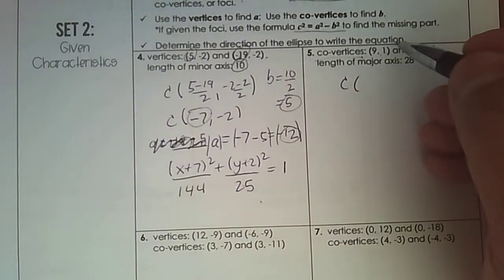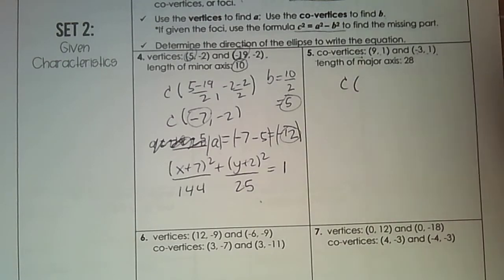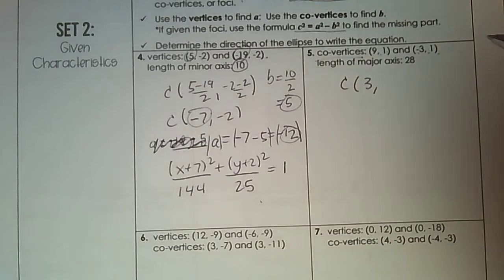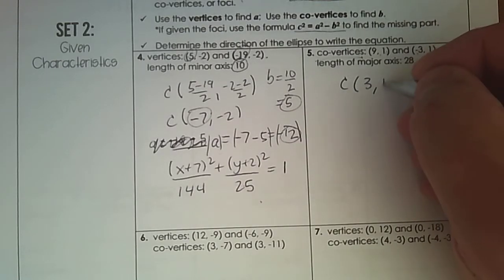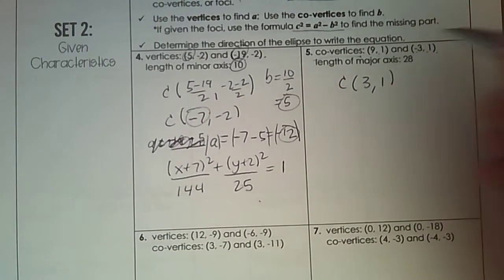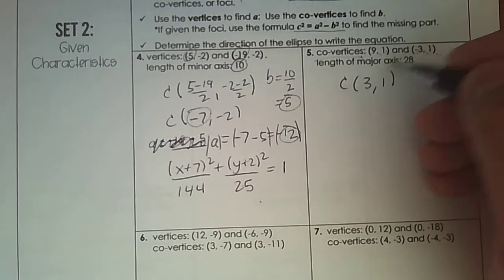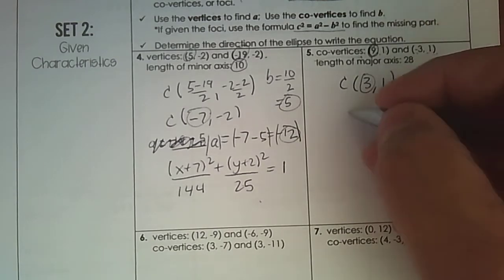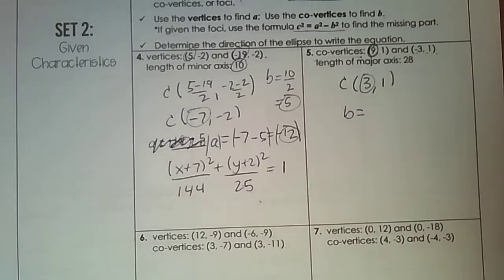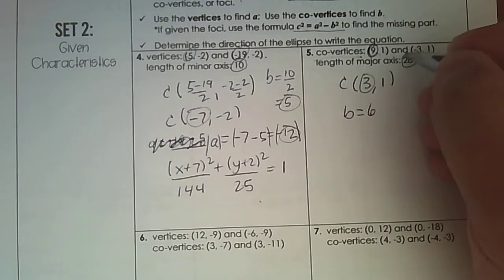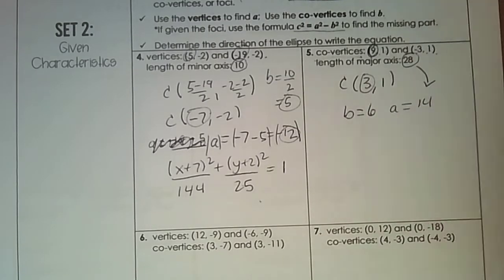So to find the center, we're going to add them. 9 and negative 3, that's 6, divided by 2, that's 3. 1 and 1 is 2, divided by 2. So the center is at 3, 1. Next, the co-vertices here, I need to take the x-coordinate and find the distance. So what does b equal, because it's minor? 3 to 9, that distance is 6. The major axis is 28. So if I divide it by 2, that gives me 14.